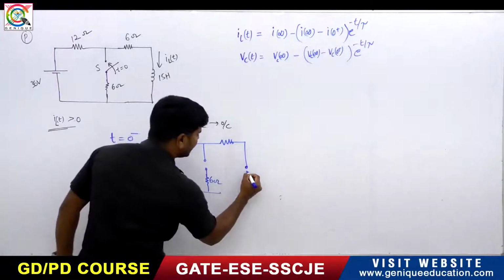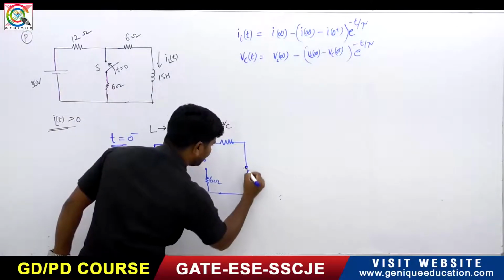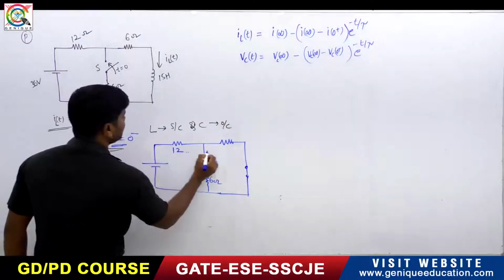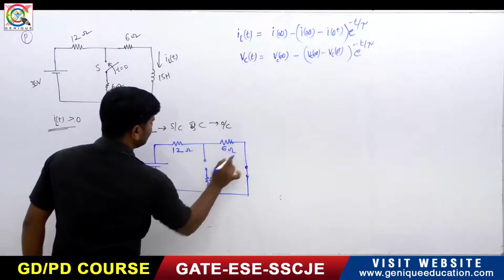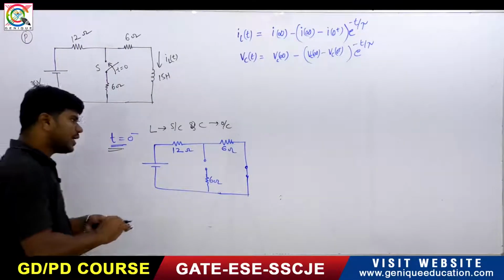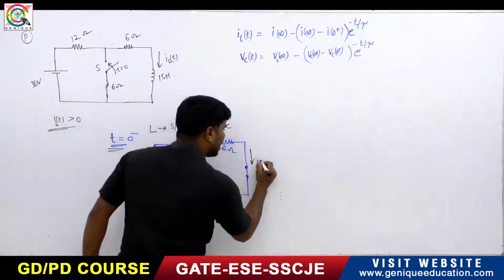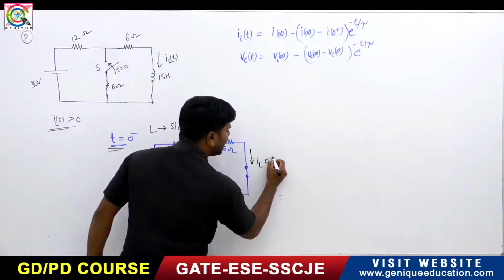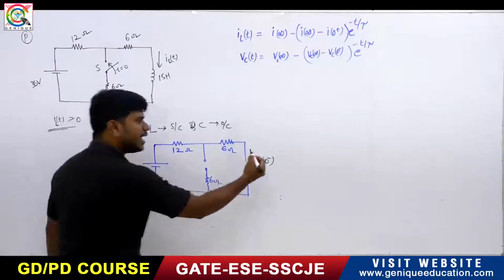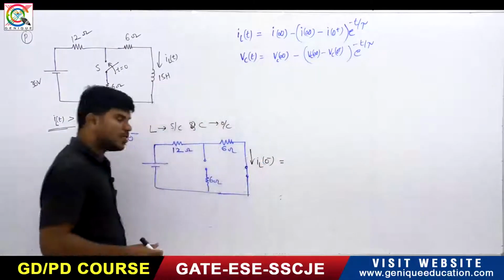Now the inductor is short circuited, right? Now how much is it? It is 12 ohms. It is 6 ohms. Write this. Right? Now what we have to find? We have to find the IL of 0 minus. What will be the IL of 0 minus? This is the IL of 0 minus. This IL of 0 minus is equal to how much?